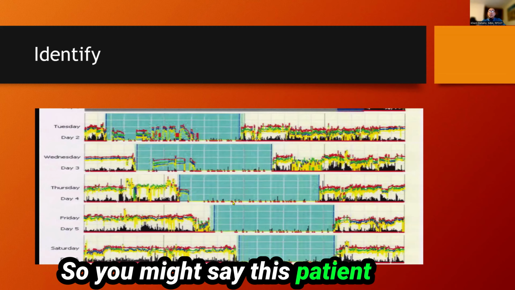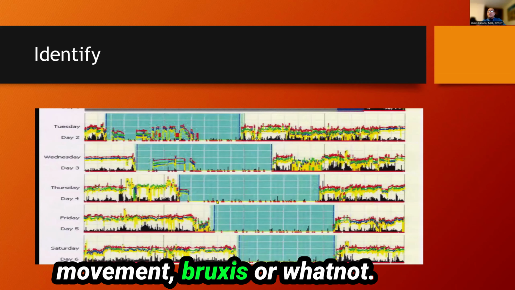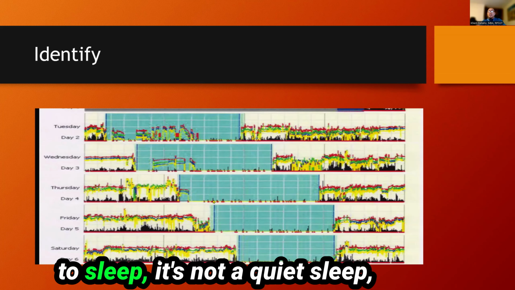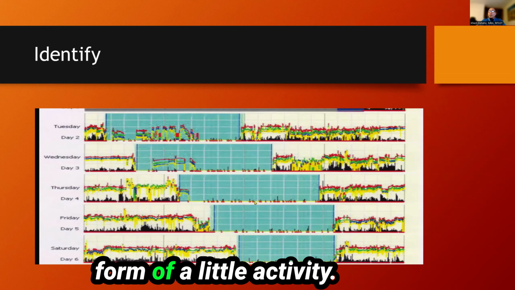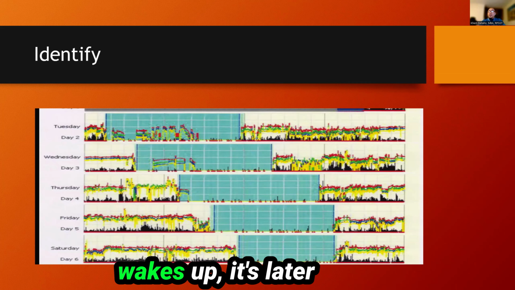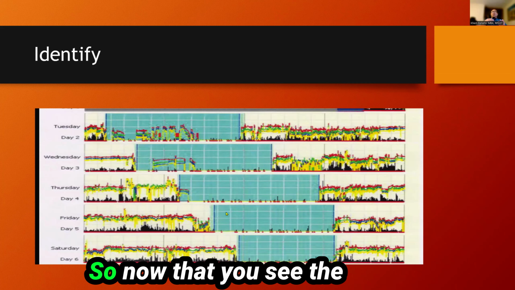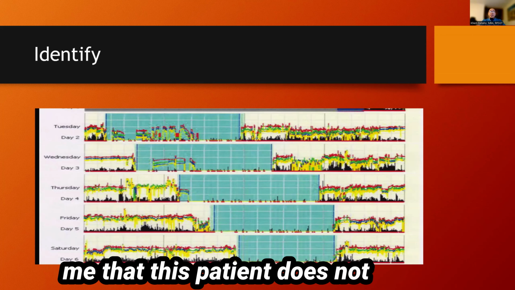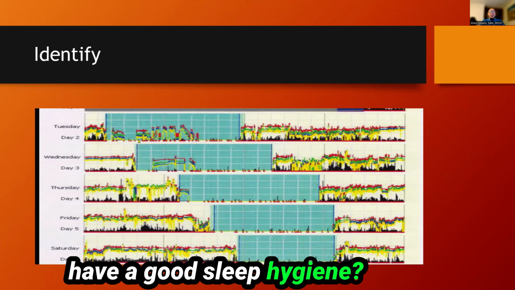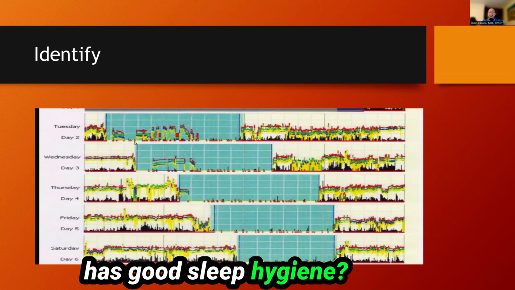So you might say this patient might have some form of either apnea, snoring, leg movement, bruxism, or whatnot. Every time the patient goes to sleep, it's not a quiet sleep. It's not completely quiet. There's always some form of a little activity. Then when the patient wakes up, it's later that day. So now that you see the pattern, will you agree with me that this patient does not have good sleep hygiene? Or do you think this patient has good sleep hygiene?